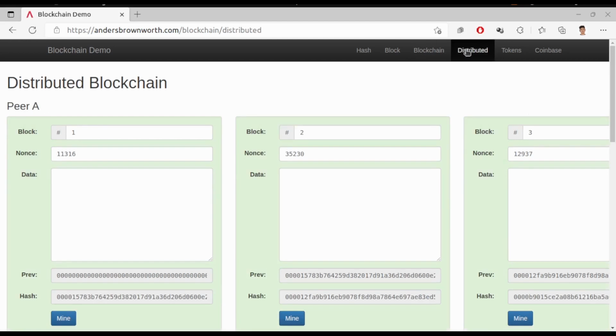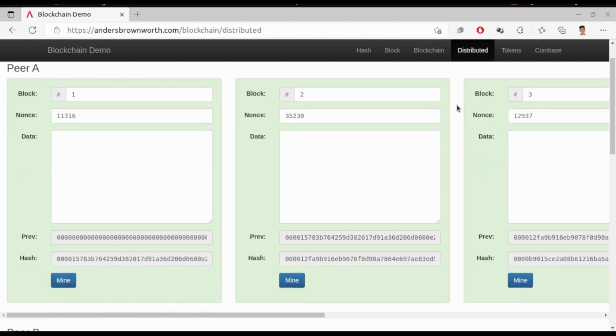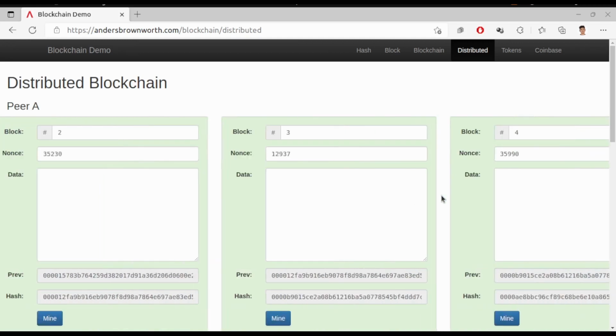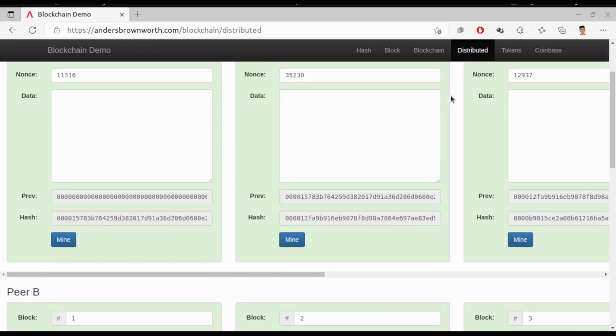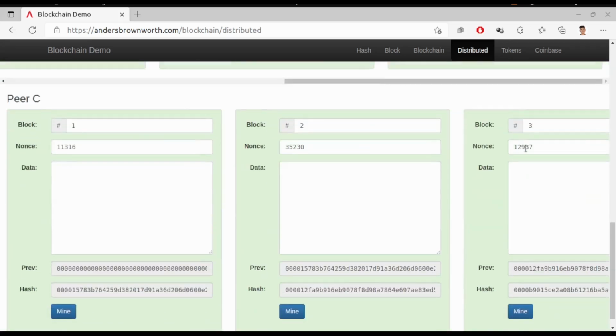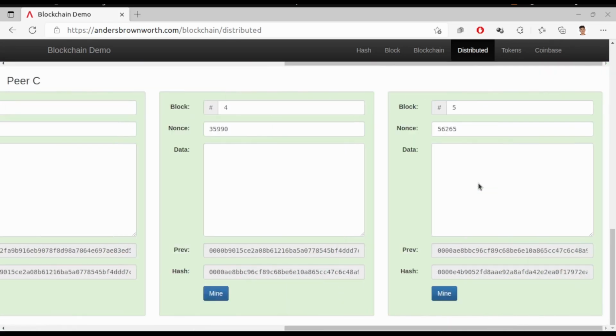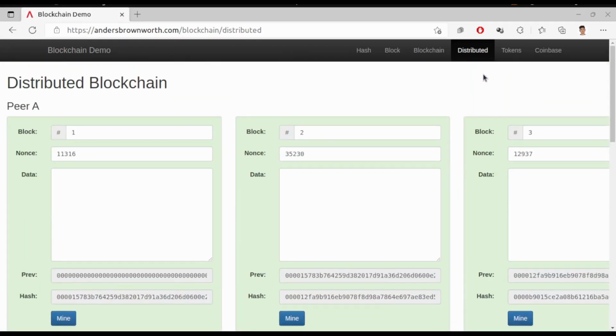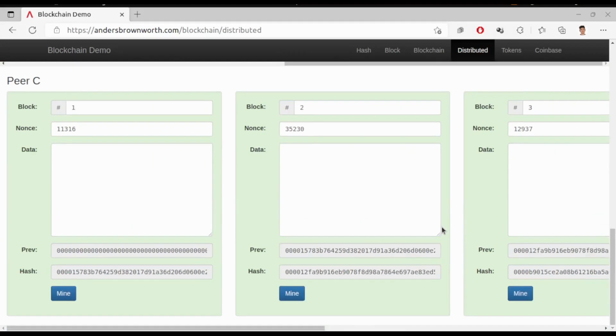And also we haven't looked at the distributed peer-to-peer network, which we will look at right now. Okay, so we have this distributed peer-to-peer network. We have peer A with 5 blocks, peer B with, I guess, also 5 blocks, and then peer C with 5 blocks. Okay, so this is the valid blockchain till now.